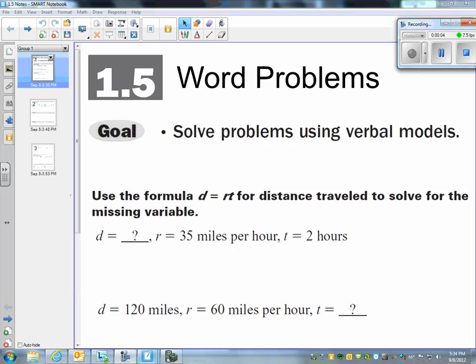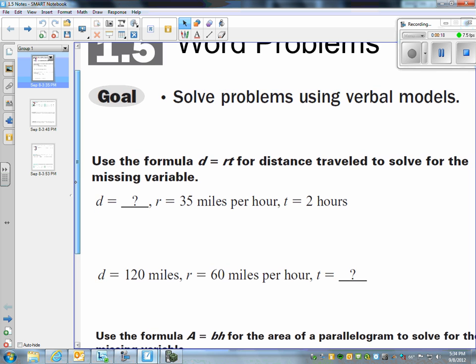Here we are again. We're doing section 1.5, and this is word problems that deal with linear equations. It just means with an x with a 1 power or anything like that. So we're just doing word problems.